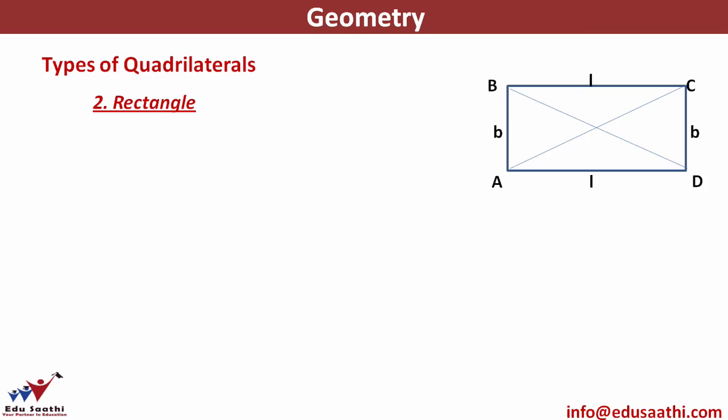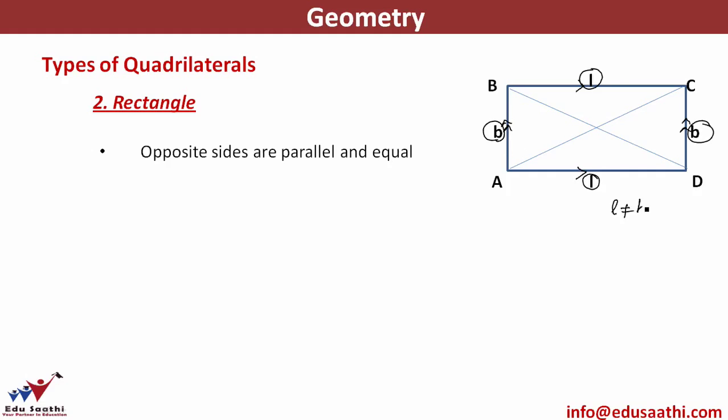Rectangle. Look at the figure on your right. This is what a rectangle looks like. Two sides are parallel and equal in length. Opposite sides are parallel and equal in length, this is L, this is L, this is B, this is B, whereas the adjacent sides will not be equal. If the adjacent sides also become equal in length, it will be the case of a square.